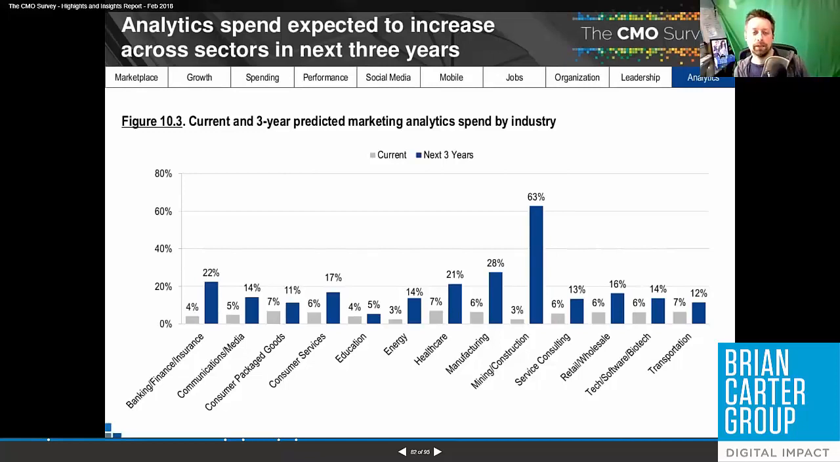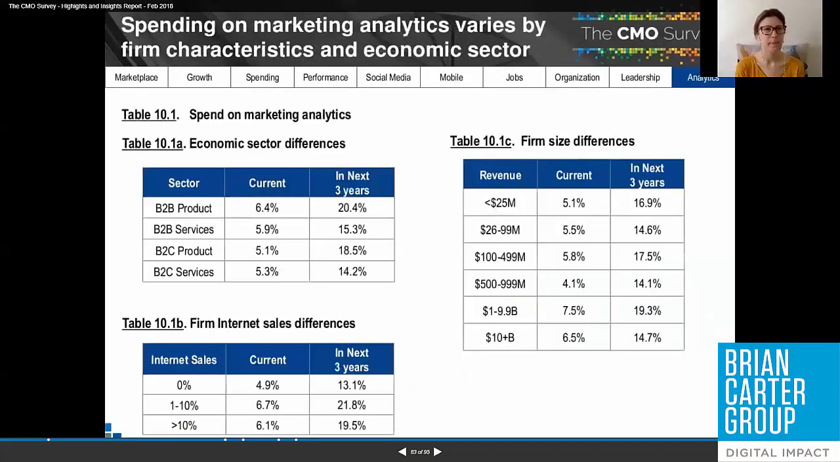Analytics spend expected to increase. Same thing. The mining construction people especially. Yeah. We're definitely going to start analyzing in the next 3 years. We haven't done it yet, but we're definitely going to do it. Funny. Spending on marketing analytics varies by firm characteristics and economic sector.